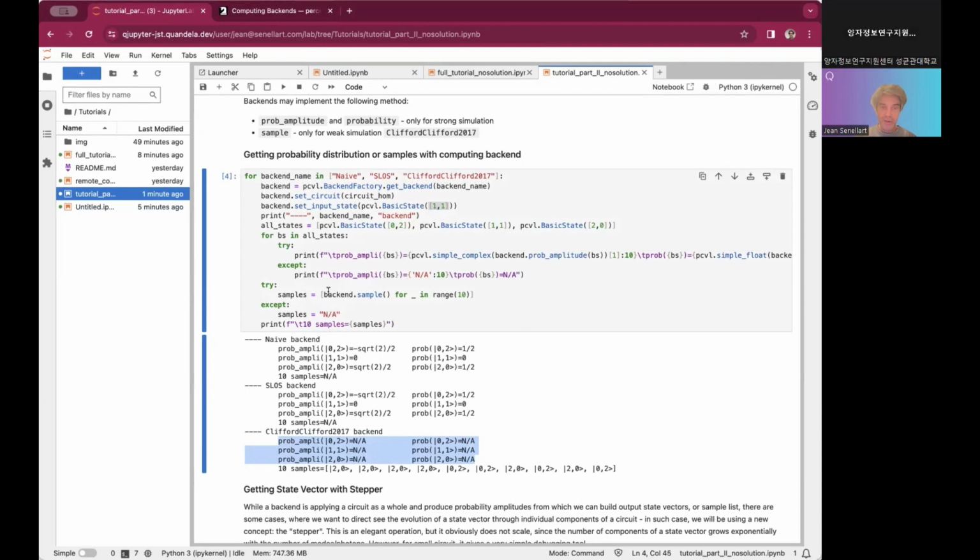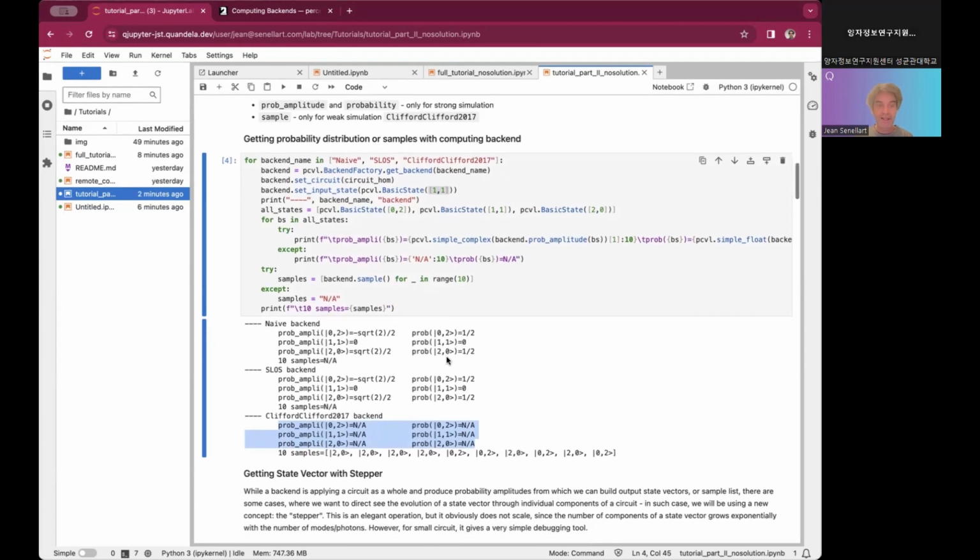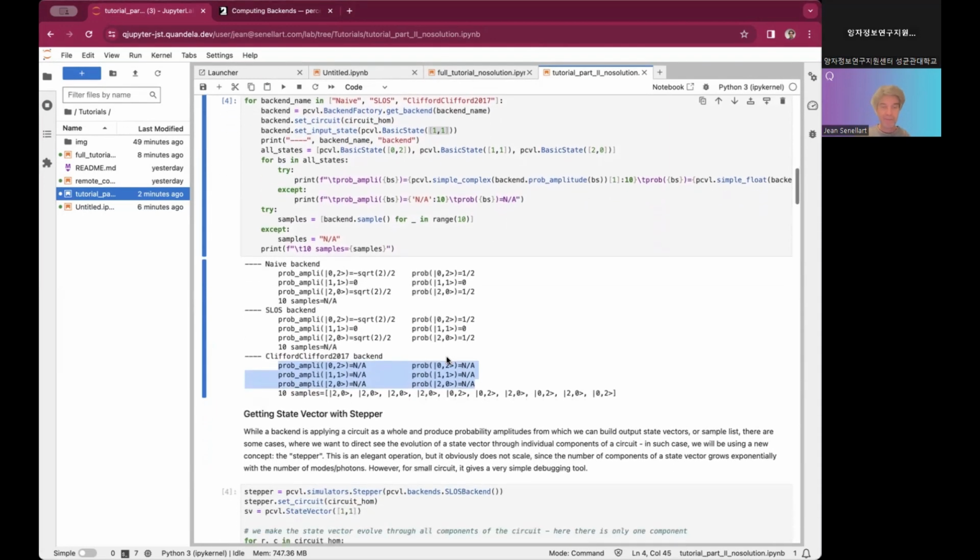You have this sampling that you observe that you can reproduce. So note that the sample method is not available for naive and Sloss. They are not able to do sampling, but it's easy to imagine that since you have the probability, we can sample from the probability. But technically, they cannot do that natively.